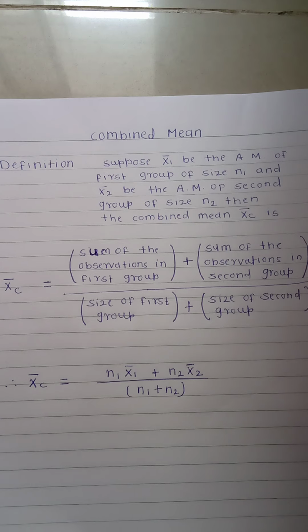Suppose x1 bar be the arithmetic mean of first group of size n1 and x2 bar be the arithmetic mean of second group of size n2. Then the combined mean is sum of the observations in first group plus sum of the observations in second group divided by size of first group plus size of second group. That is x bar is equal to n1 x1 bar plus n2 x2 bar divided by n1 plus n2.